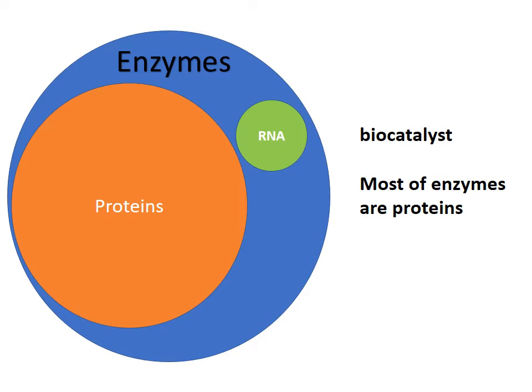Proteins are compounds, we all know, formed by combining amino acids. They are macromolecules, and they will have a specific shape. However, some of the enzymes are RNA molecules. They are termed ribozymes, and they are found in the early stages of evolution. So broadly, enzymes can be classified as proteins.